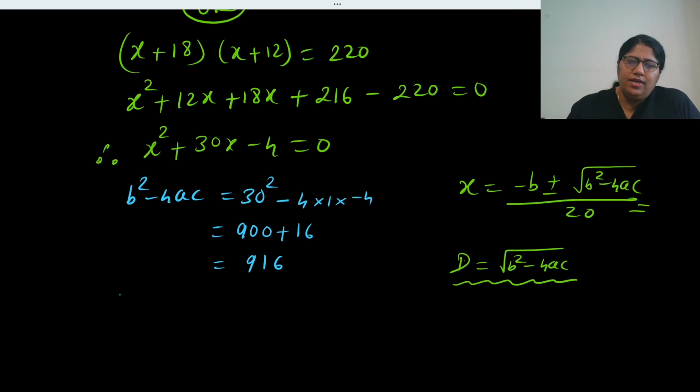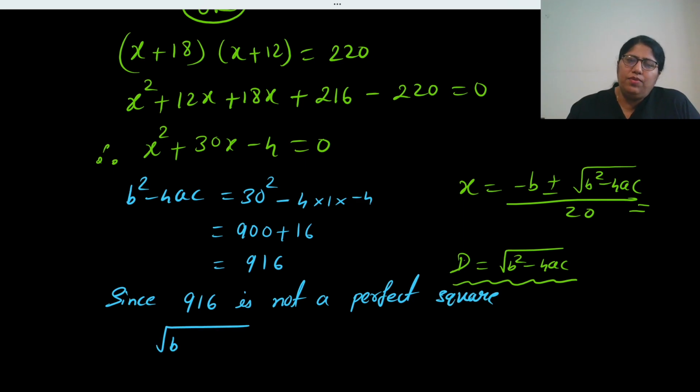So you will write down here, since 916 is not a perfect square, because 30 square is 900 and 31 square is 961. After 900, the next perfect square is 961, so 916 is not a perfect square. So you know that root of b square minus 4ac, which will be root 916, is going to be an irrational number, right? So here your real numbers topic is integrated.